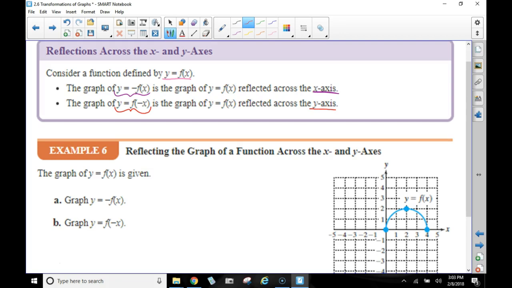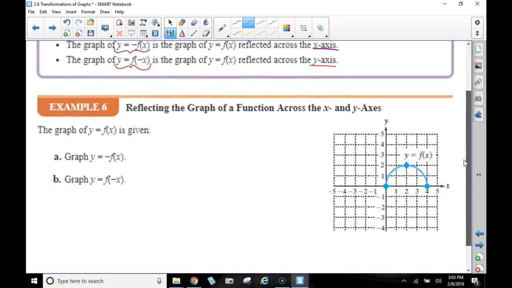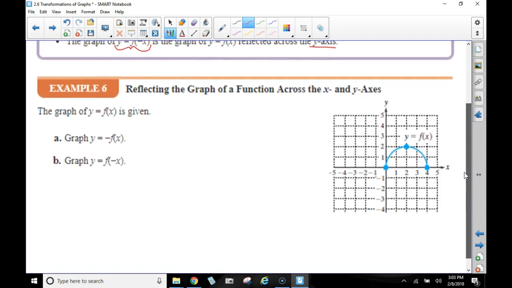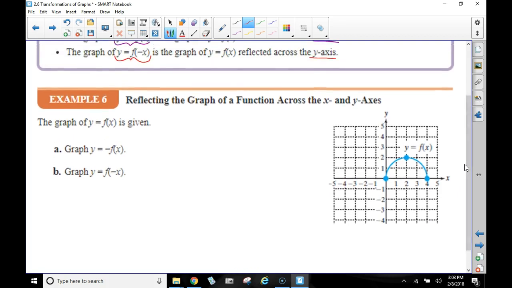So on example 6, which again is different from the one in the ebook, if you want some more explanation on some of this, you might want to go look at example 6 in the ebook. But for our example 6, it says the graph of y equals f of x is given. It's this little semicircle looking thing. On part A, they want us to graph y equals the opposite of f of x.